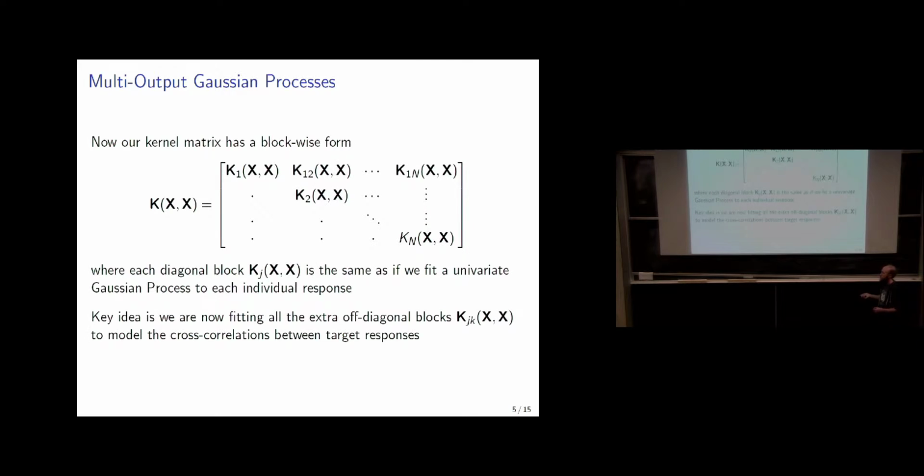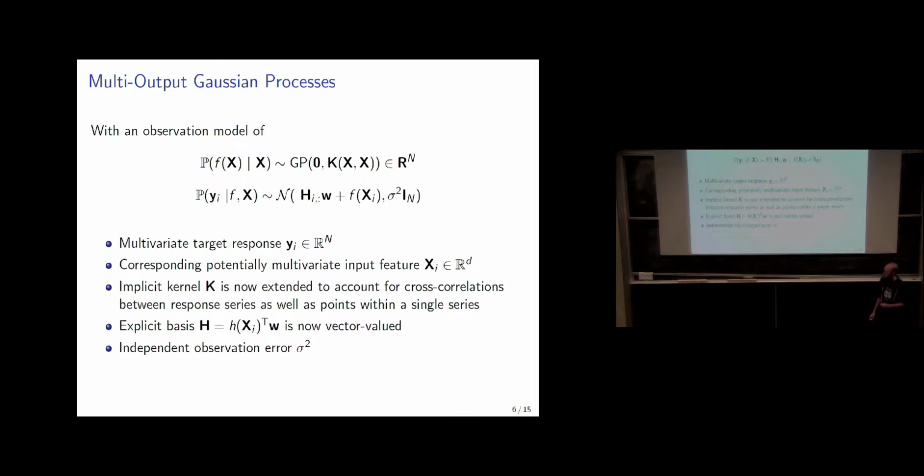This isn't too hard to extend because this really just gives us a new kernel matrix that has a blockwise form. And all the diagonal blocks of this matrix are exactly what we were dealing with previously, and they're what we would get if we just fit individual univariate Gaussian processes to each individual response. But the key idea is in a multi-output model, we're now fitting all of these lovely off-diagonal cross-correlation terms. And that's going to give us a lot more analytical or computational and predictive power, as we'll see later on.